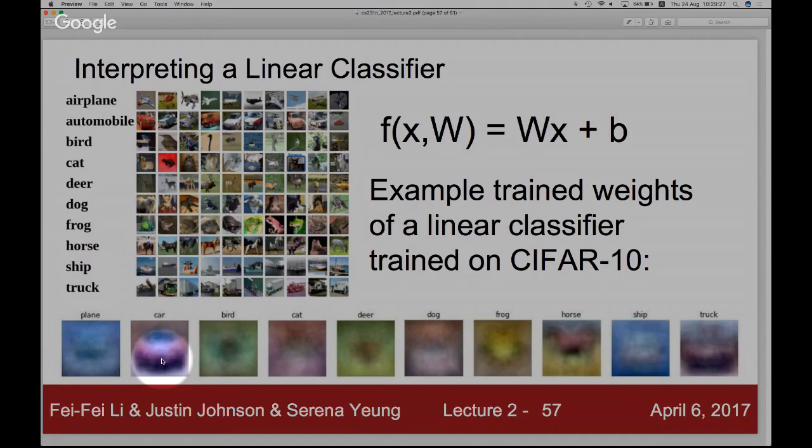But there are some problems with using a single classifier, a single set of weights for this, because you can imagine, for example, look at this horse. Doesn't it look a little funny?